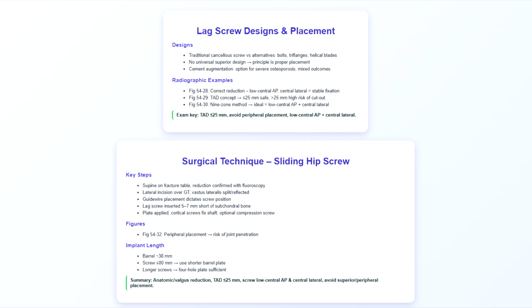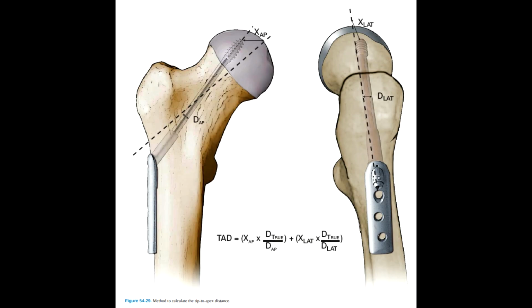Moving to the next illustration, Figure 5429 introduces the concept of the tip to apex distance, or TAD. This is one of the most important numerical values in the fixation of trochanteric fractures and is frequently tested in exams. The TAD is the sum of the distances from the tip of the lag screw to the apex of the femoral head measured on both the AP and the lateral radiographs corrected for magnification. The magic number here is 25 millimeters.